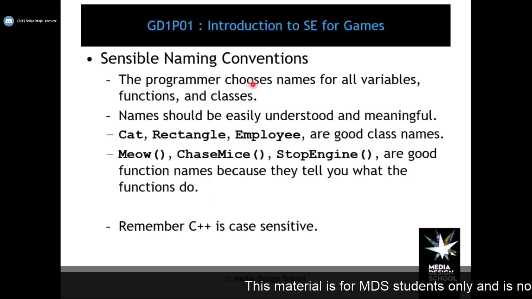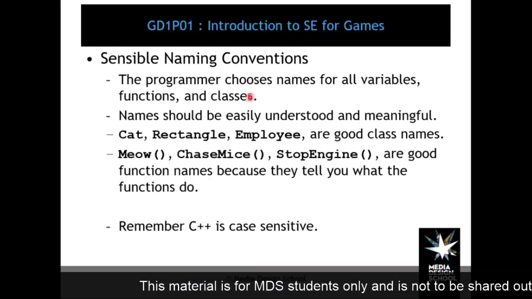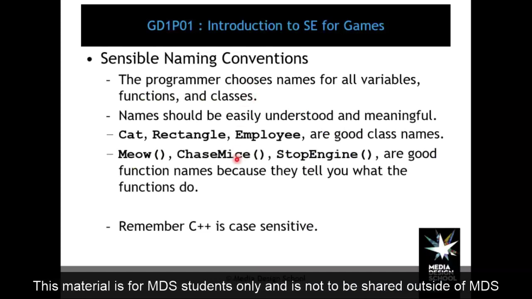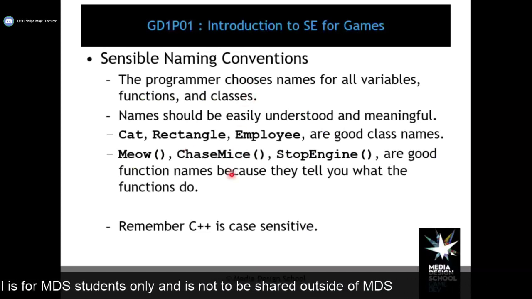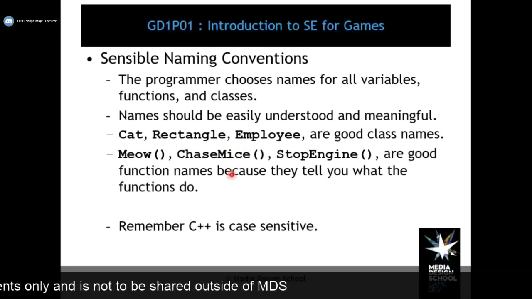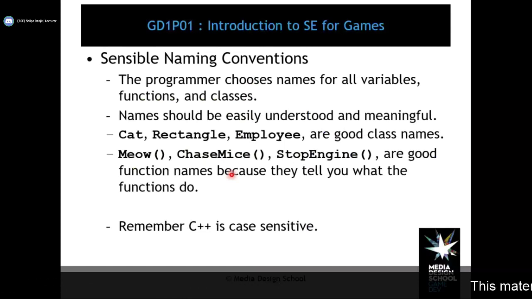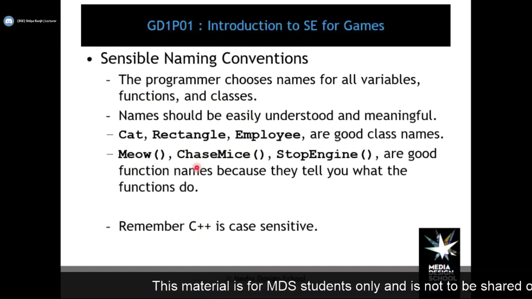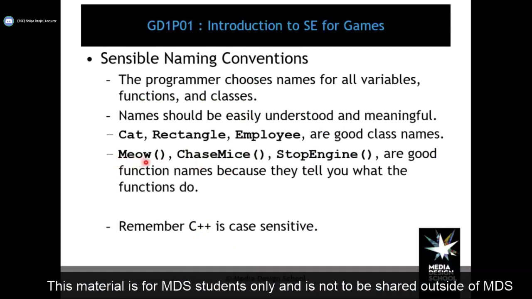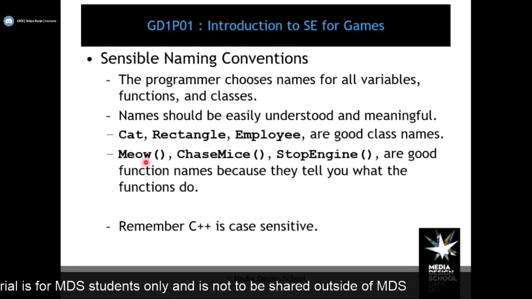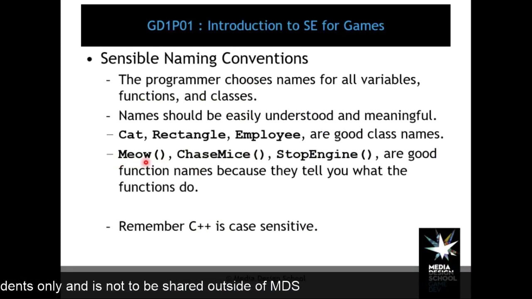Use sensible naming conventions for your variables, your functions, and your classes. That is the only way anybody else, or you yourself, can understand what it is supposed to do. We cannot read through comments every time to understand it. We have to understand it first from the names of the variables, functions, and classes. And remember, C++ is case sensitive. If you say meow in lowercase, and if you say MEOW, that is not the same as the Meow that is specified in this case.